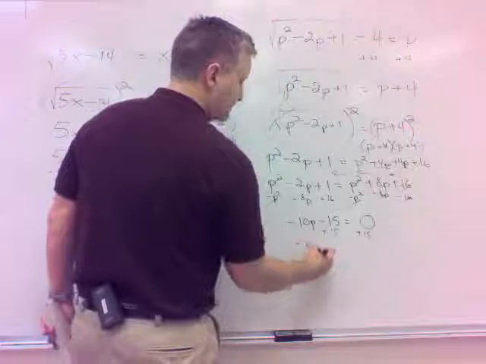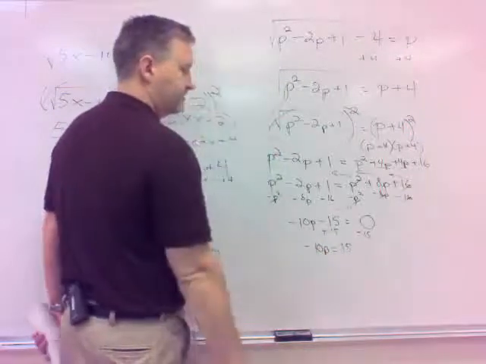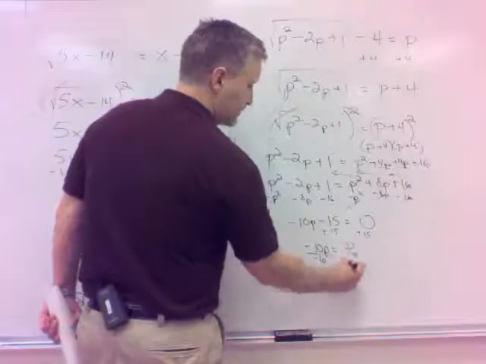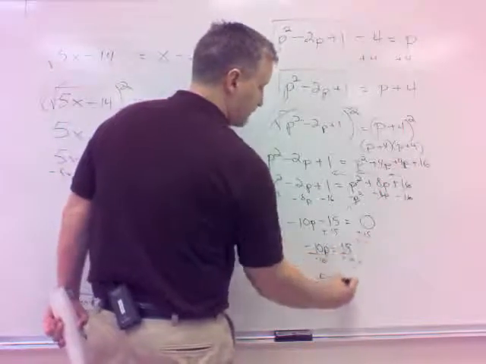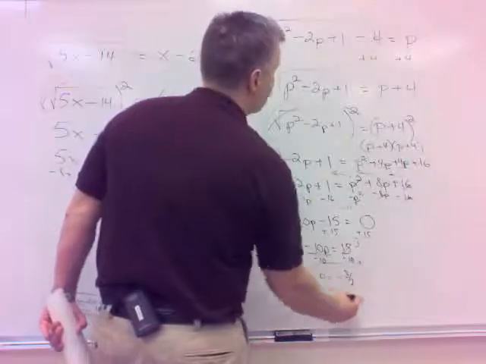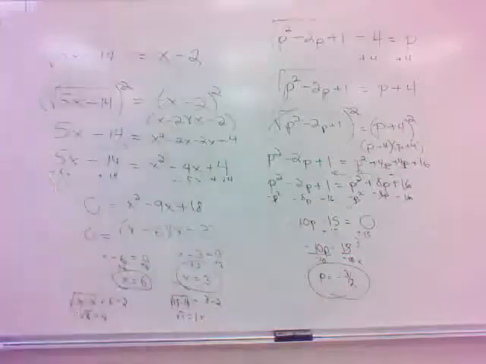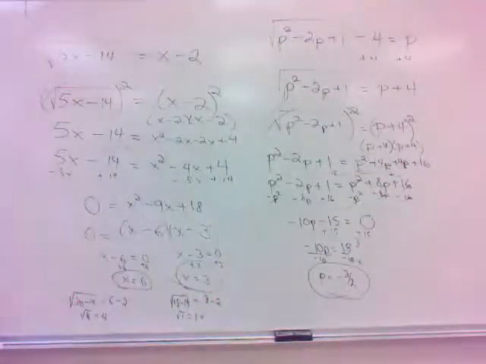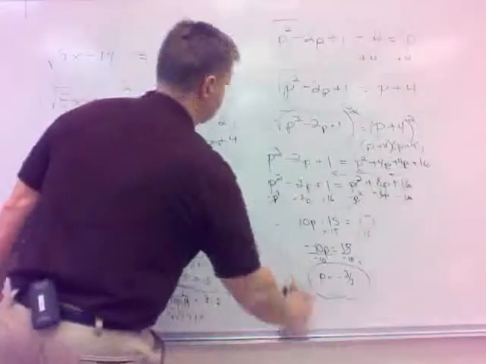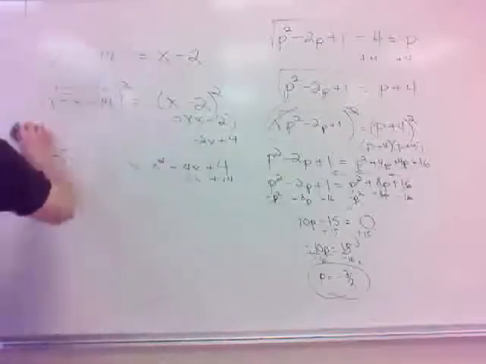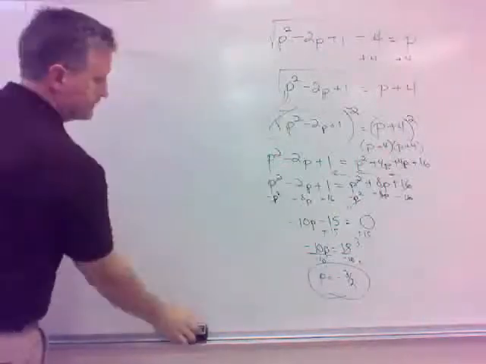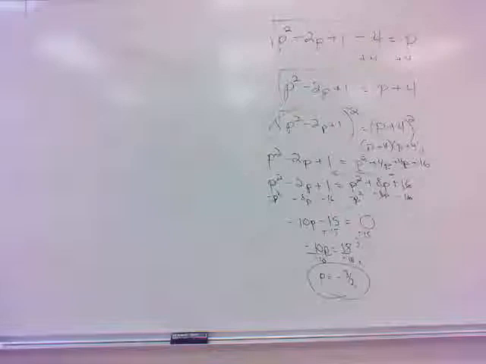So add 15. Get negative 10p equals 15, divide by negative 10. And I've got p equals, that reduces by 5, negative 3 halves, negative 1 1/2. I believe it would check out there. Question or concern? All right.